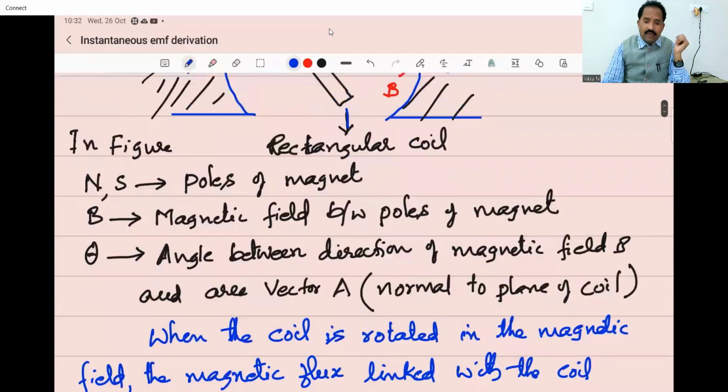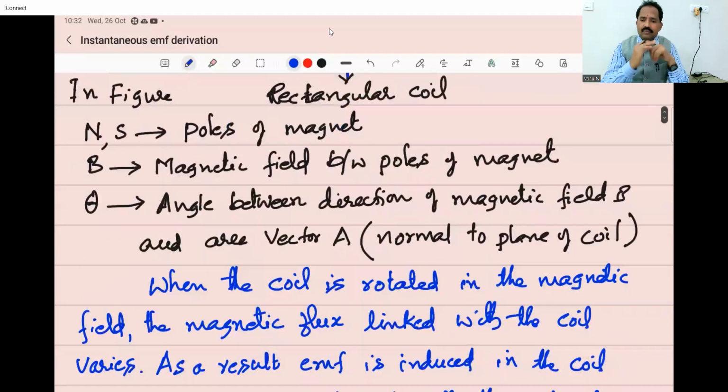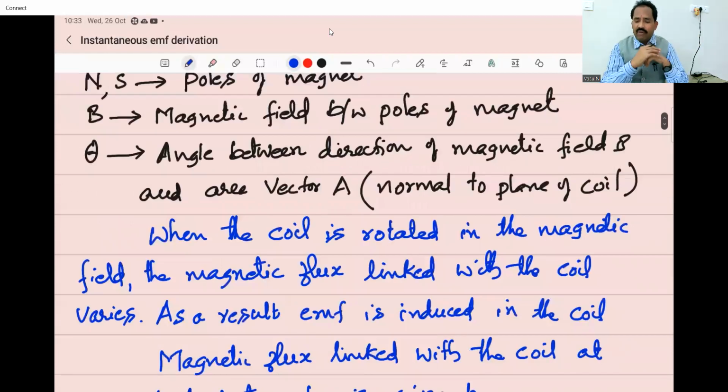So when the coil is rotated in the magnetic field, the magnetic flux linked with the coil varies. As a result, EMF is induced in the coil according to the law of electromagnetic induction.